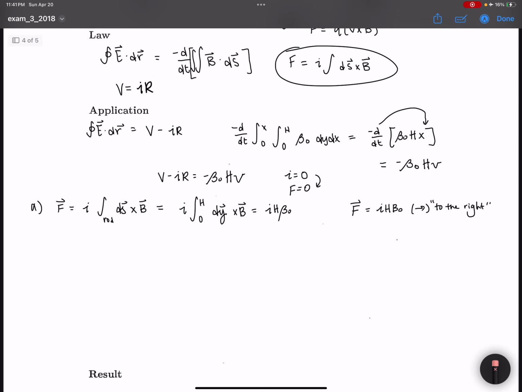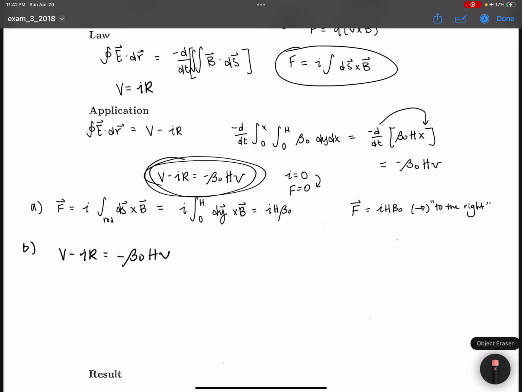Anyway, part B. Part B says, with what constant velocity would you have to pull or push the rod along the rails in order to make the magnetic force on it be 0? So this is where the concept that I equals 0 implies that force equals 0. So we want the force to be 0 now. This is where we would use Faraday's law. V minus IR for the left-hand side equals negative B naught h times velocity.